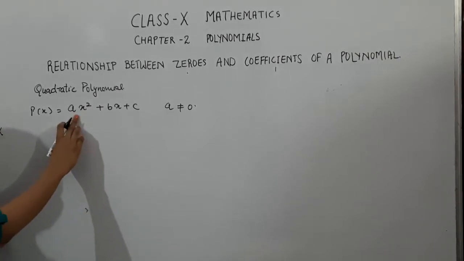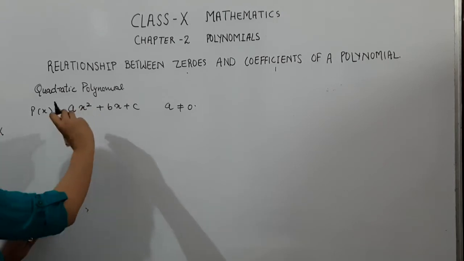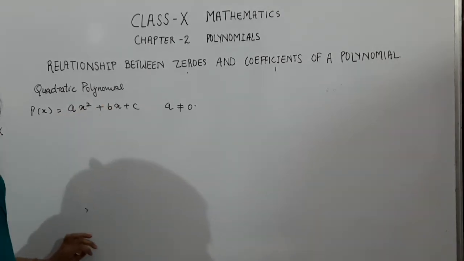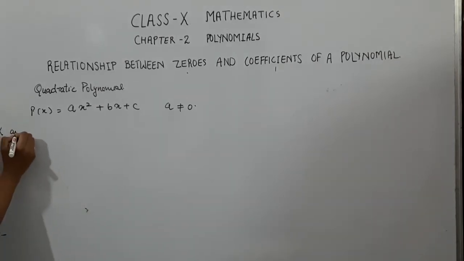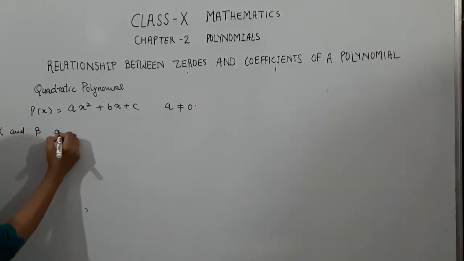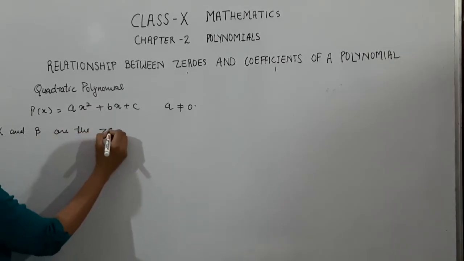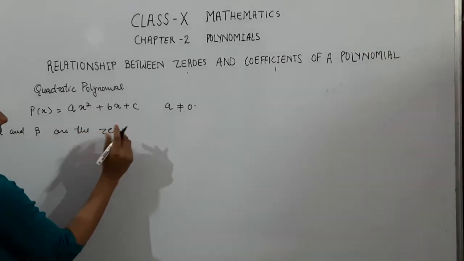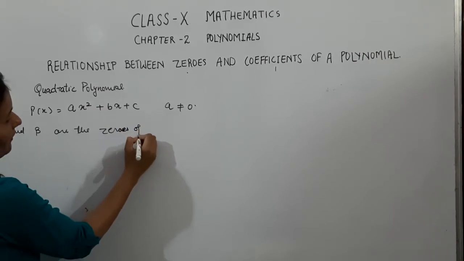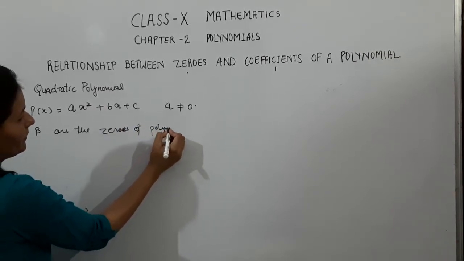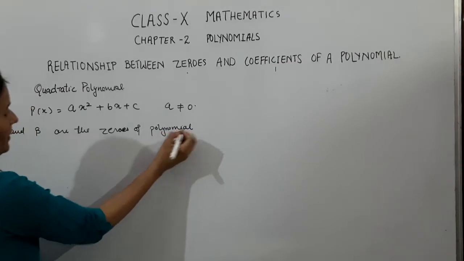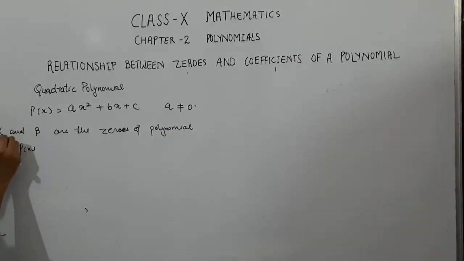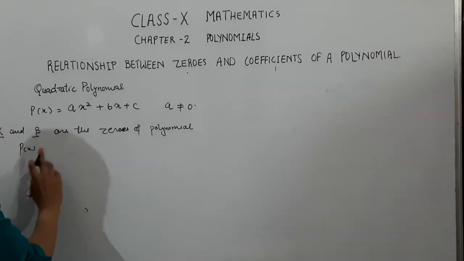Alright. So, for the quadratic, let me take alpha and beta as the zeros of the polynomial p(x), that is, any values of x which make this polynomial 0. Okay, these are the notations, or you can say symbols, for the zeros of the polynomial p(x).